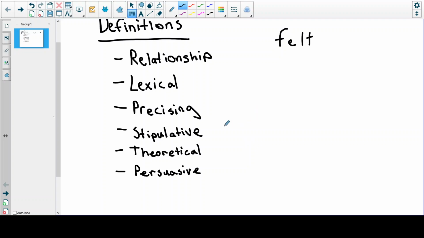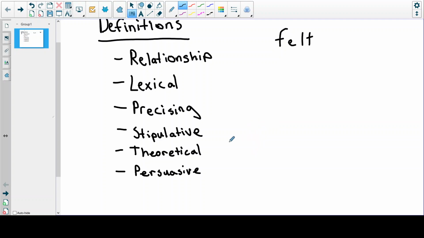Next is precise or precision definitions. These definitions are very similar to lexical definitions in that they try to reduce vagueness in your definition. So if a word like felt has multiple different definitions, they'll precisely choose one of them, and they do it in a different way than lexical arguments. But overall, they choose one definition and hammer that into the word, so that in the whole argument, when they think of that word, they're like, okay, it's got to be this definition.